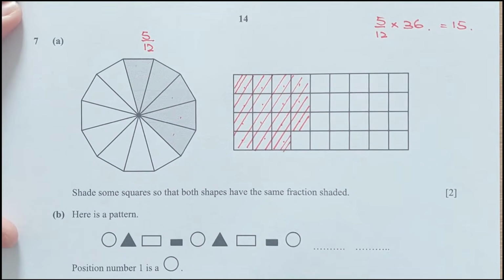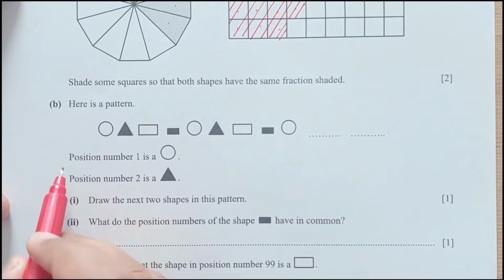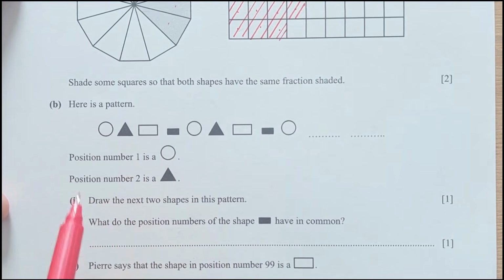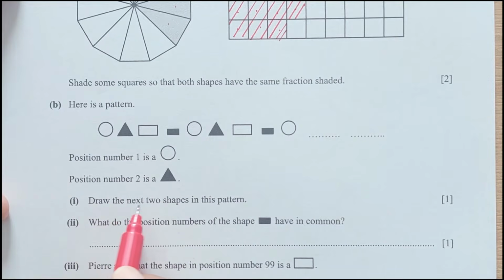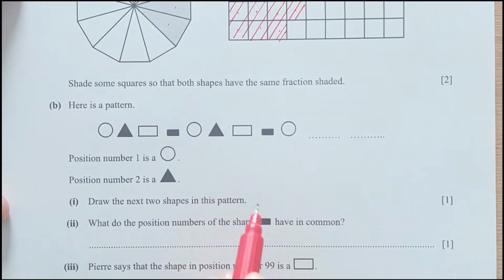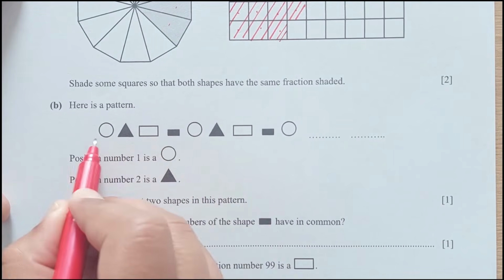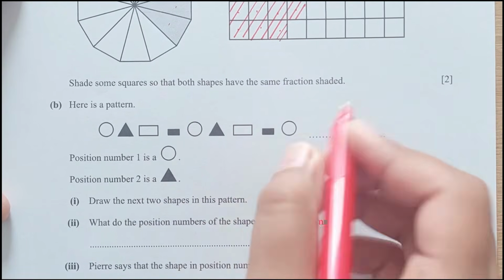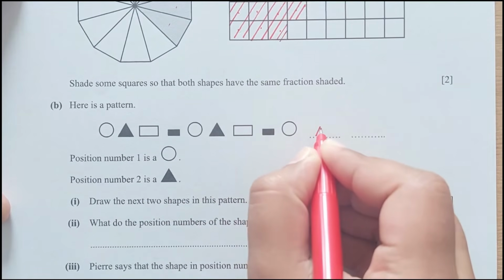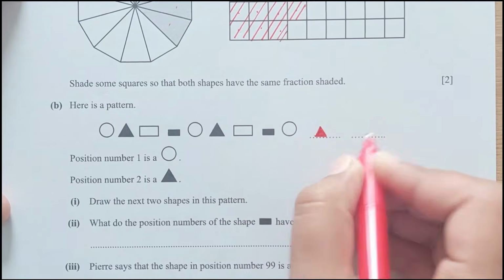Right, now for part B, here is a pattern. You can see the pattern. The position 1 is a circle. The position 2 is a triangle. Now for part 1, draw the next two shapes in this pattern. So circle, triangle, rectangle, and this shape. Then circle, triangle, rectangle, and this shape. Circle, we have again a triangle, a filled triangle, and a rectangle.